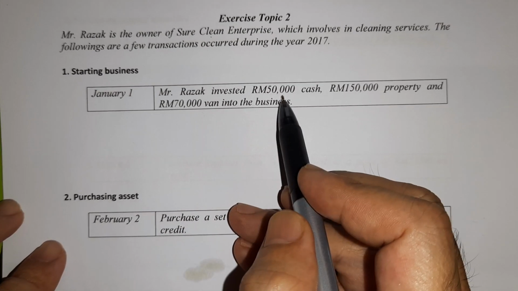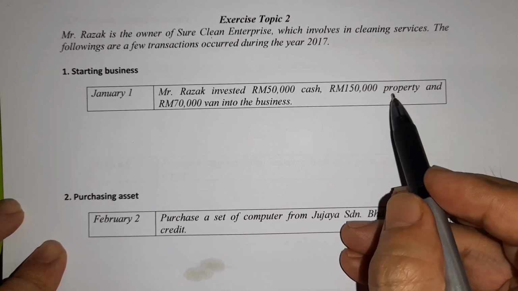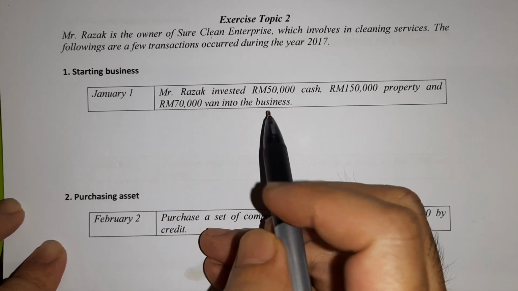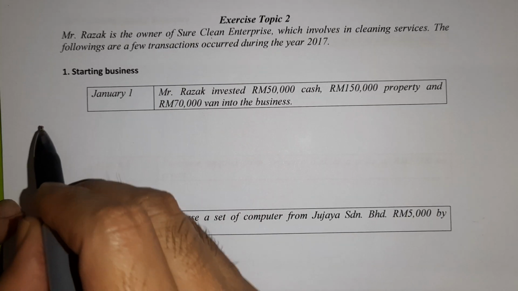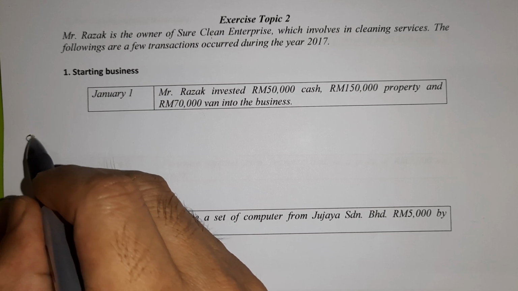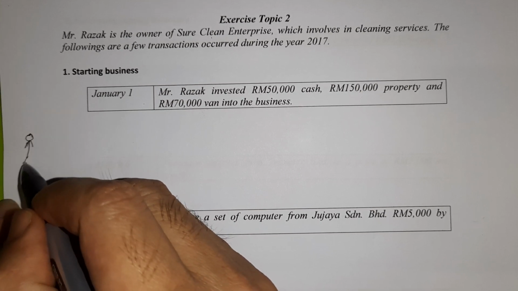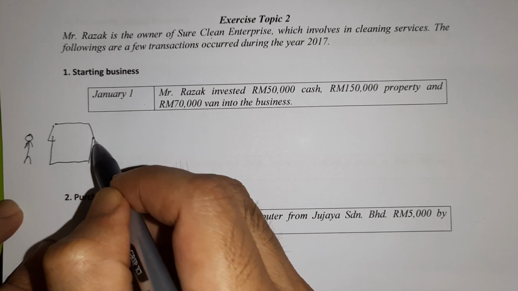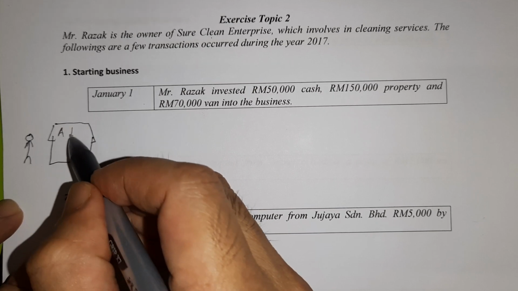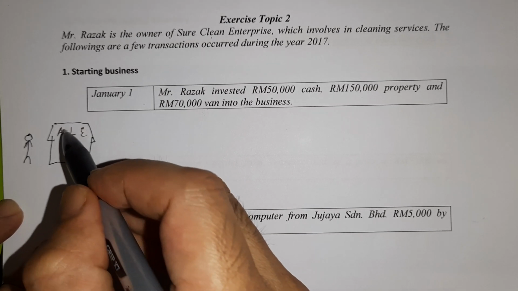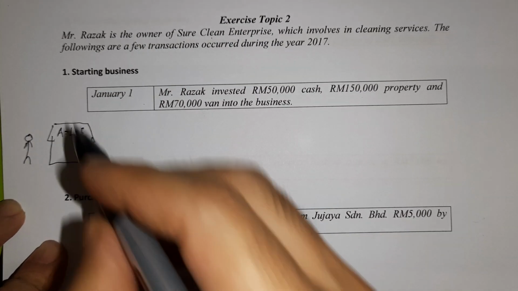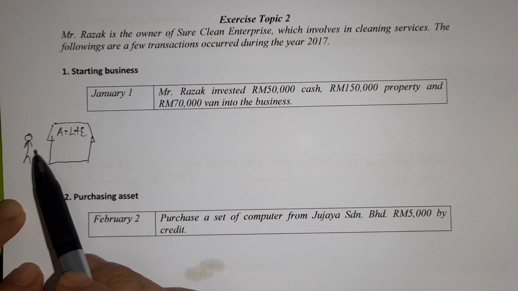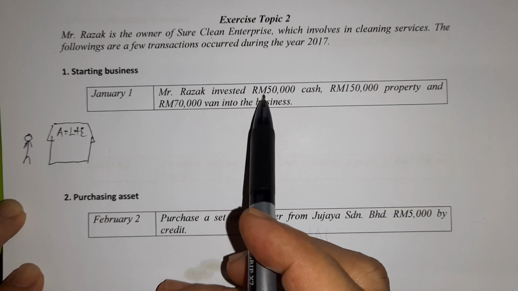Mr. Raza invested 50,000 cash, 150,000 property, and $70,000 van into the business. So what happened here? This is Mr. Raza, or this is the owner. This is you, the owner of the business, and this is the business. In this business, there are asset, liability, and equity. Okay, so what happened when the owner of the business invested these things into the business?